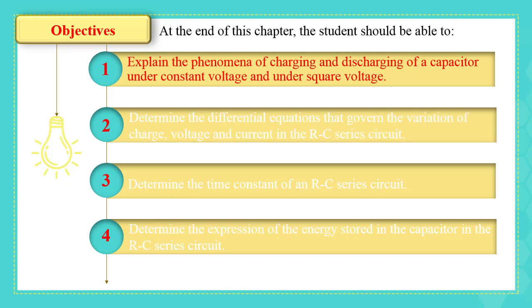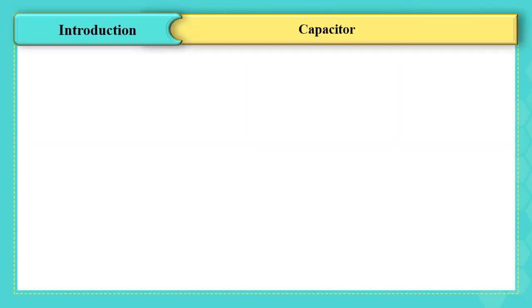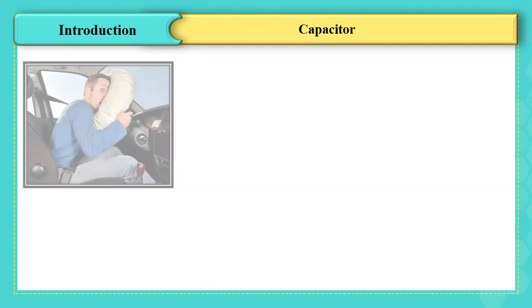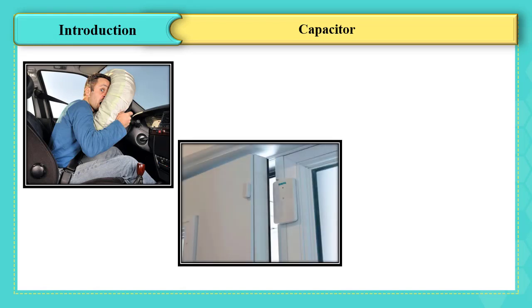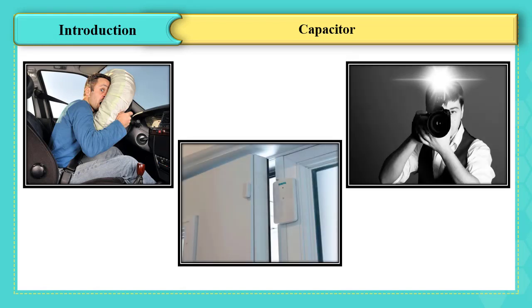At the end of this video, you should be able to explain the phenomena of charging and discharging of a capacitor under constant voltage and under square voltage. Introduction. A capacitor is a main electrical component in the circuits of a car's airbag, door alarm, and flashes of a camera.